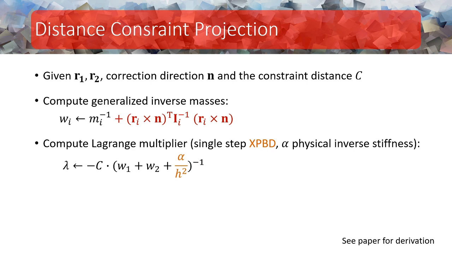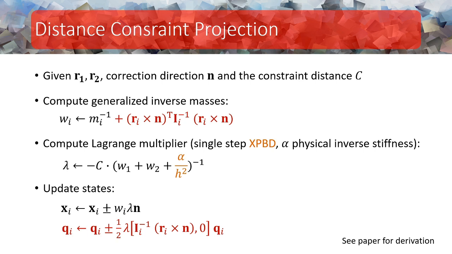What's nice about using inverse stiffness, also called compliance, is that we can stably simulate hard constraints by setting it to zero. Given lambda, we can now update both the positions and the orientations of the two bodies. Omitting the red terms recovers the simple projection of a particle distance constraint. If we omit the red terms for only one body, we get the equations to attach a particle to a rigid body. This allows us to couple soft and rigid bodies.